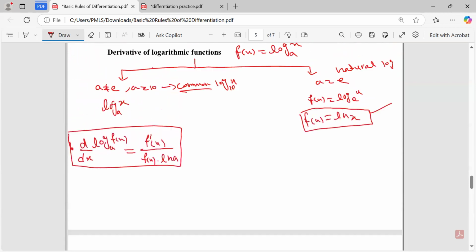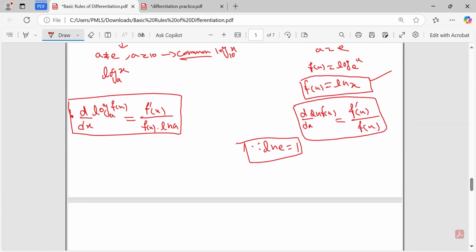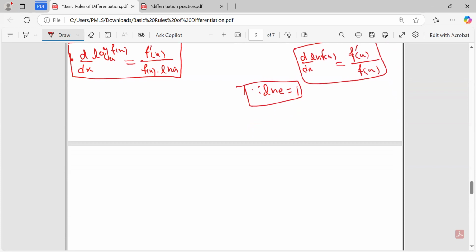In the same way, if a is equal to e, then it becomes ln of f of x, so its derivative will be the derivative of f of x divided by f of x. In this case, we know that ln of e is equal to 1. So these are the two formulas that we will use when we need to take the derivative of a logarithmic function.